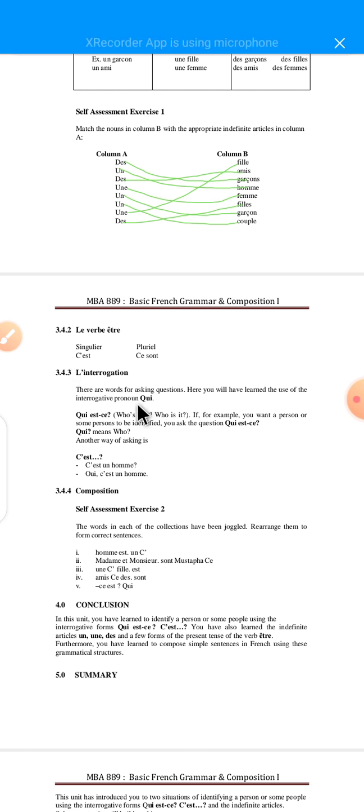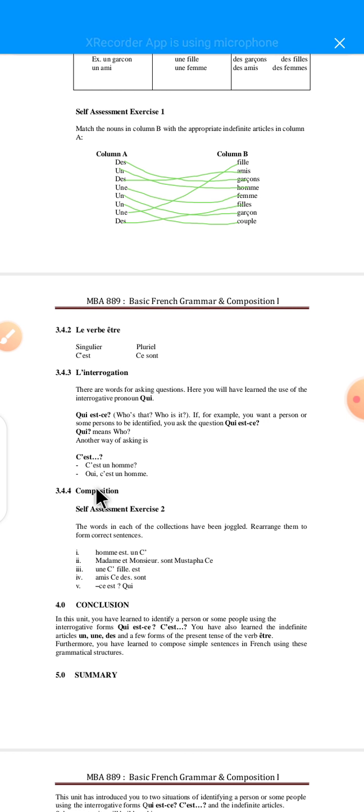L'interrogation. These are words for asking questions. Here, you will have learned the use of the interrogative pronoun qui. Qui est, that's who is that? Or who is it? If, for example, you want a person or some persons to be identified, you ask the question, qui est? Qui means who. Another way of asking is c'est un homme? Oui, c'est un homme. Is it a man? Yes, it is a man.